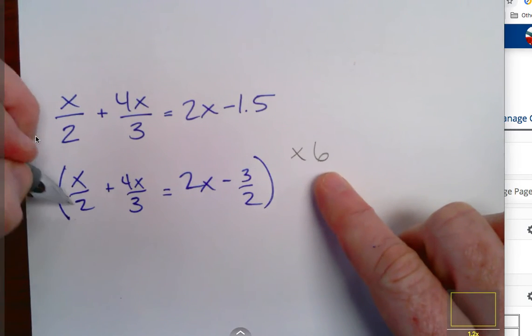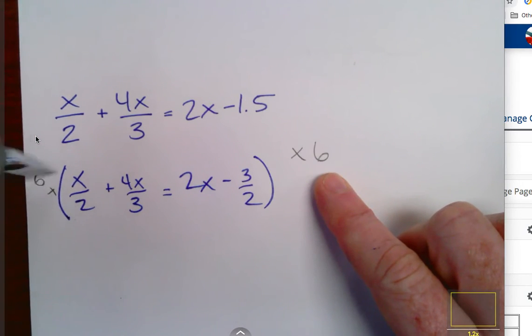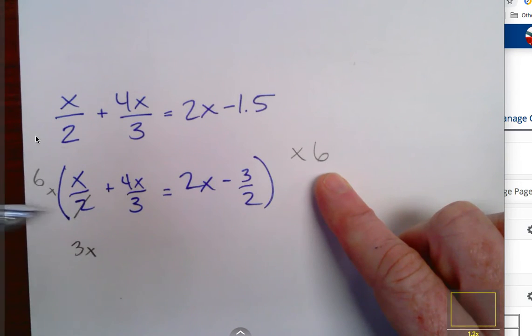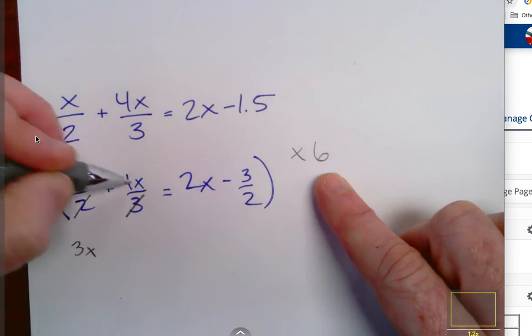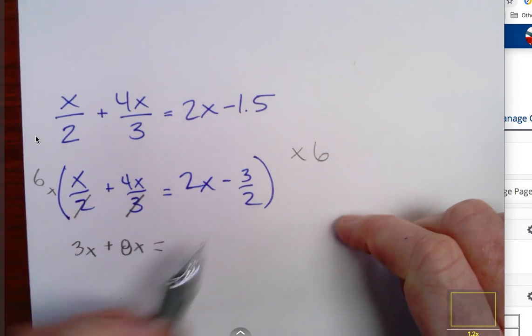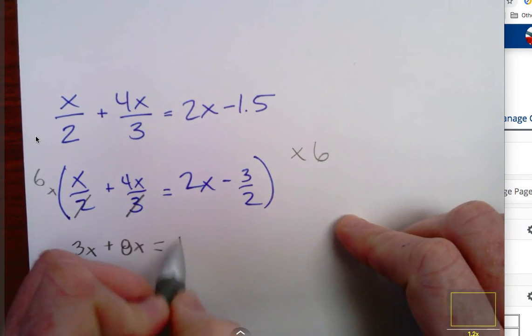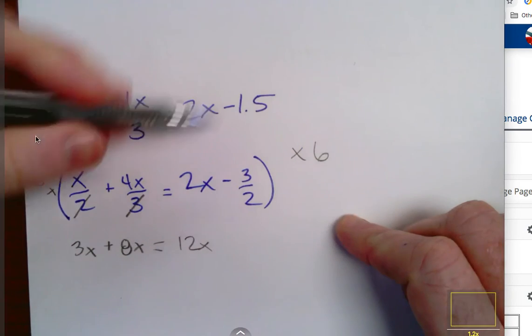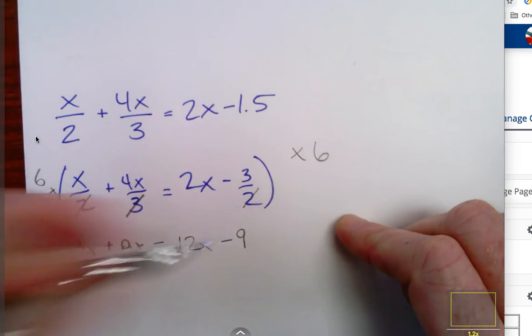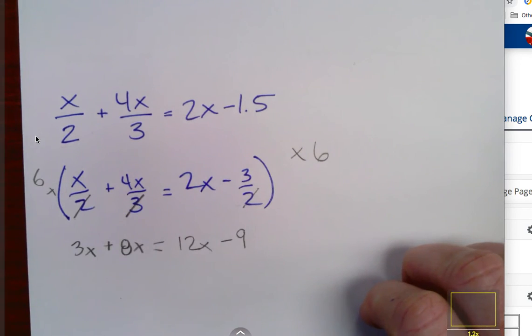So if I multiply this by 6, I end up with 3x. Right? 3 goes into 6 2 times. 2 times 4, 8x. 2x times 6 is 12. 6 divided by 2 is 3. 3 times 3 is 9. And this just became much easier.